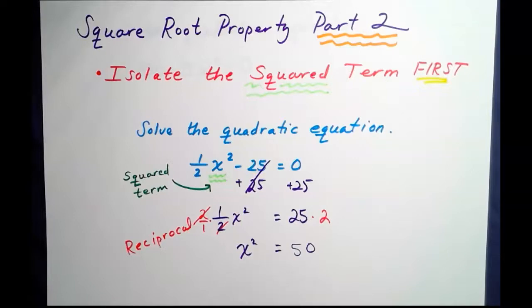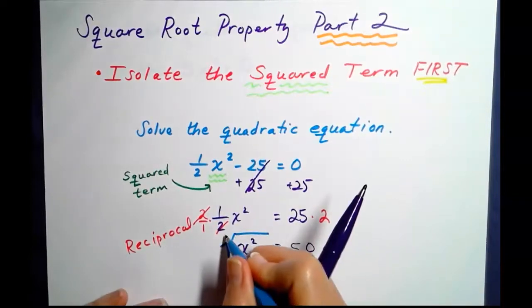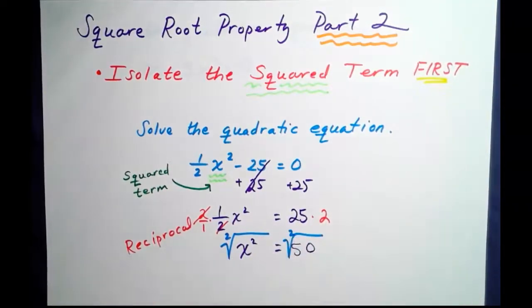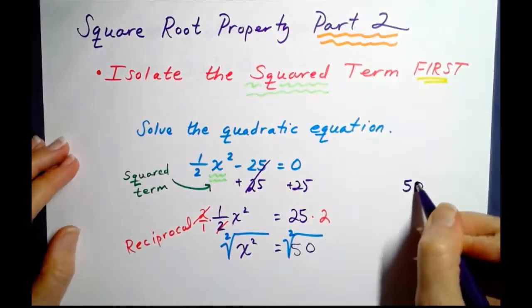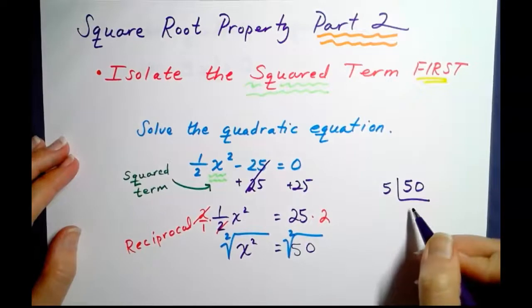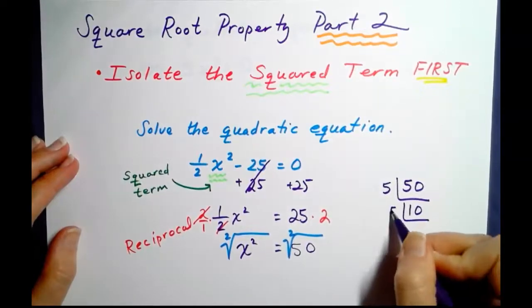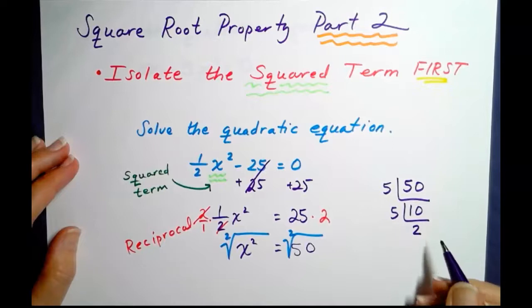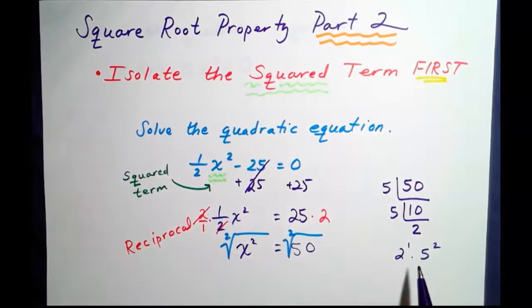If we have x squared equals 50, we're going to use an inverse operation again to undo a squared term, and we can undo a square with a square root. So we have the square root of 50. Let's start by making a factor ladder for 50. I'll start with 5. 50 divided by 5 is 10. 10 divided by 5 is 2. So 50 is equal to 2 to the first times 5 to the second. This is the prime power factorization, and we're going to replace the 50 with it.